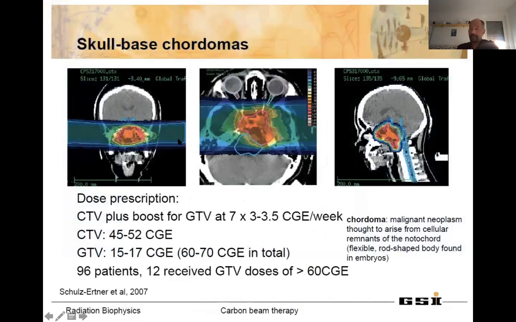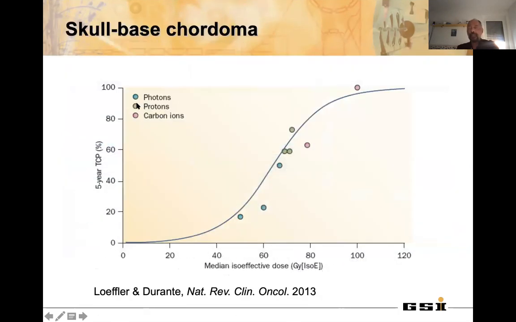Skull base chordomas, too, you see how complicated they are and close to organs at risk like the spinal cord here. And you see, what is the final result? They say this is the TCP, not necessarily survival. The patient can still die for other reasons, but the TCP as a function of the mean dose in gray equivalent again, so corrected for the biological effectiveness.